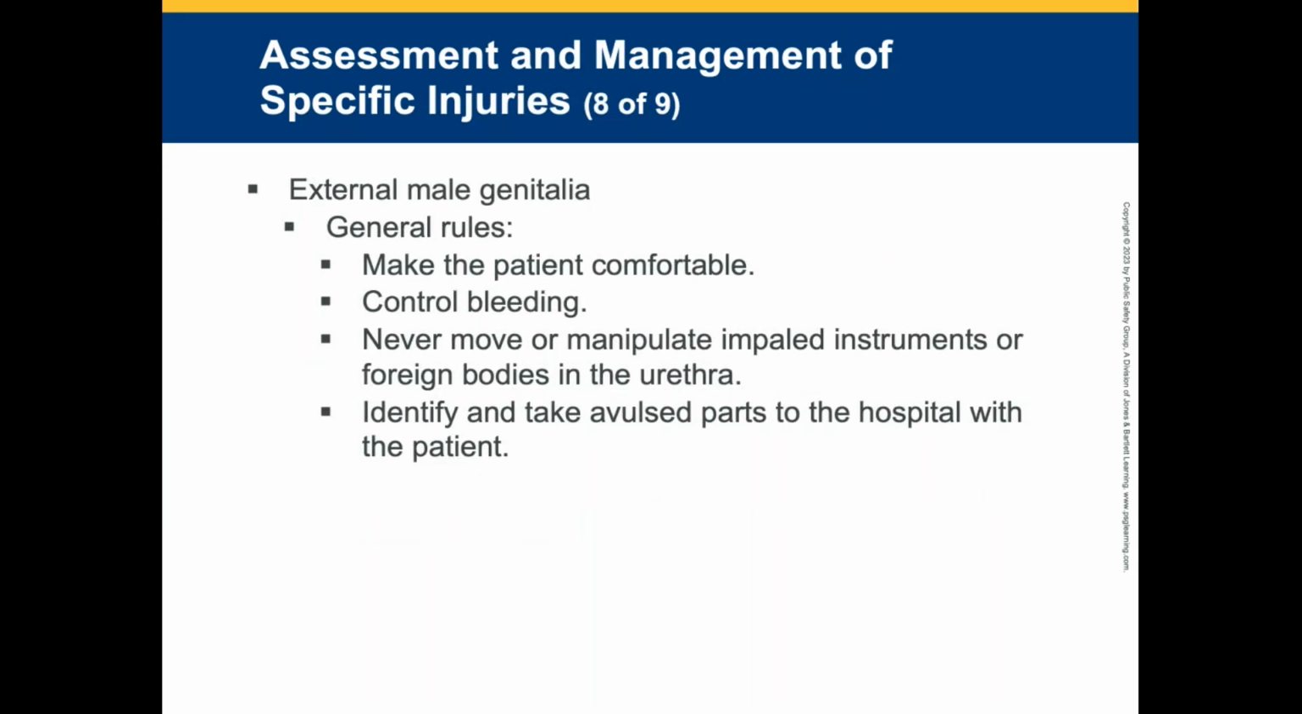The external male genitalia, general rules: injuries are usually very painful. Make the patient as comfortable as possible. Use sterile, moist compresses to cover areas that have been stripped of skin. Apply direct pressure with a dry, sterile gauze dressing to control the bleeding. Never move or manipulate impaled instruments or foreign bodies in the urethra. If possible, always identify and take avulsed parts to the hospital with the patient.